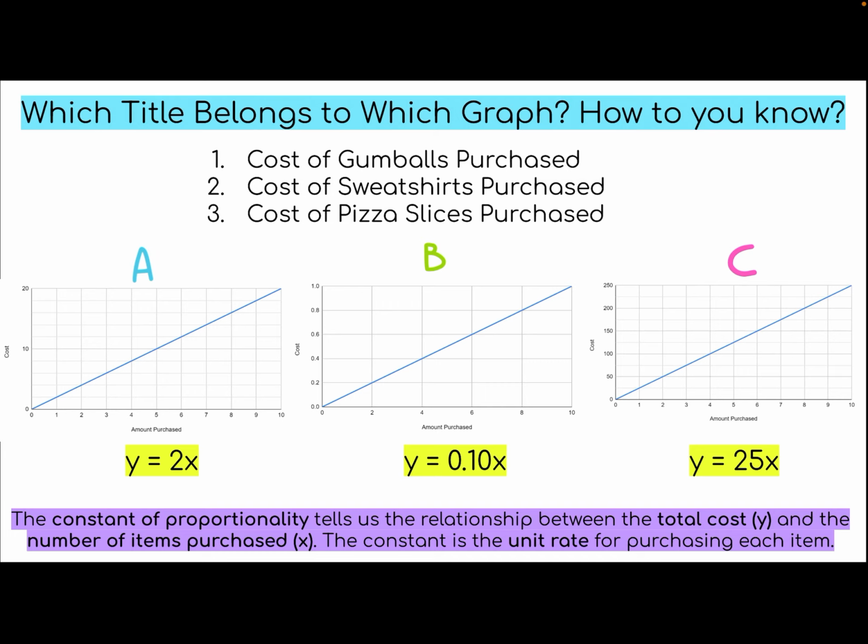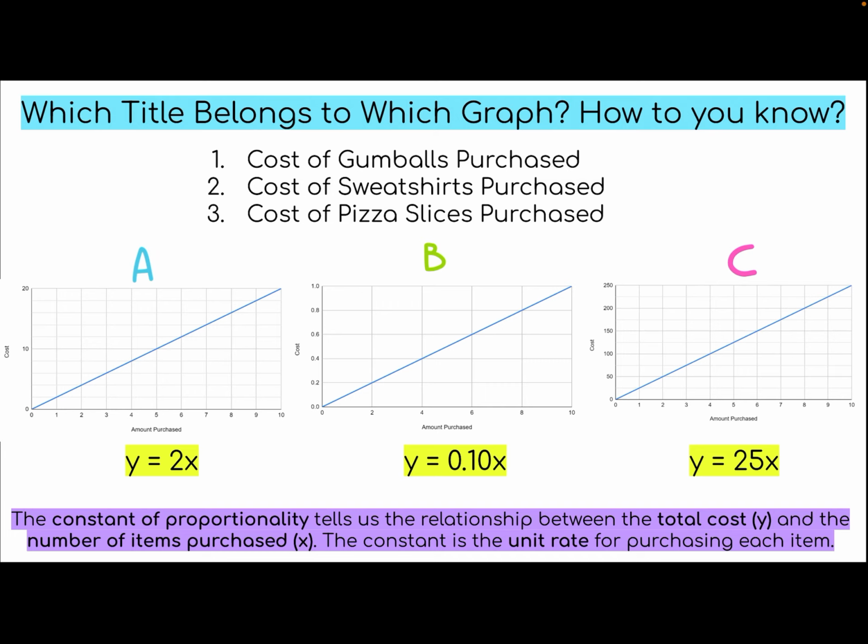So which title belongs to which graph, and how do you know? Number 1, cost of gumballs purchased. Number 2, cost of sweatshirts purchased. Or number 3, cost of pizza slices purchased. Pause the video and match the titles 1, 2, and 3 with graph A, B, or C.